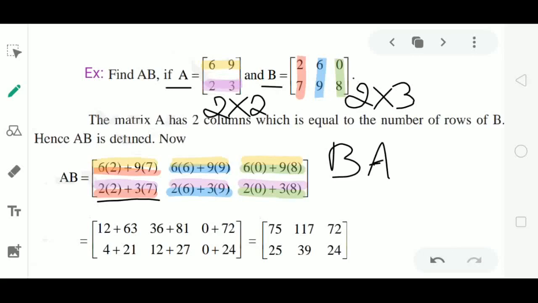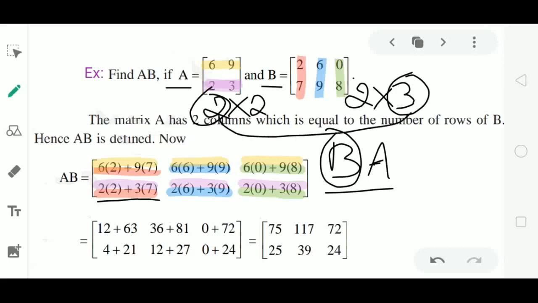Again we have to check the condition for multiplication of matrices. To find BA, we consider matrix B as the first matrix and matrix A as the second matrix. Then what is the condition for multiplication? The number of columns of the first matrix should be equal to the number of rows of the second matrix. So what are the number of columns here? Matrix B has 3 columns and matrix A has 2 rows. The number of columns of B is not equal to the number of rows of A.